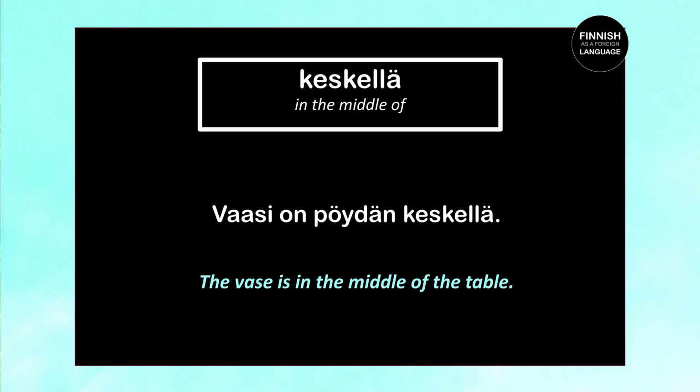Next one is keskellä, which means in the middle of. Here's one example. Vaasi on pöydän keskellä means the vase is in the middle of the table. So, vaasi means vase. Pöydän is the genitive case of the word pöytä, which means table, and it's standing here in the genitive case because it's followed by the postposition keskellä, which means in the middle of. Let's repeat. Vaasi on pöydän keskellä, meaning the vase is in the middle of the table.